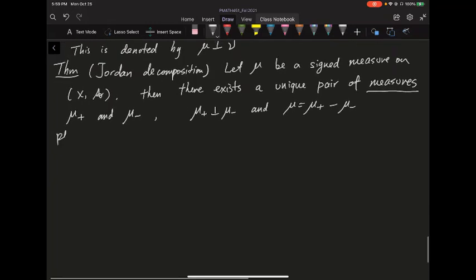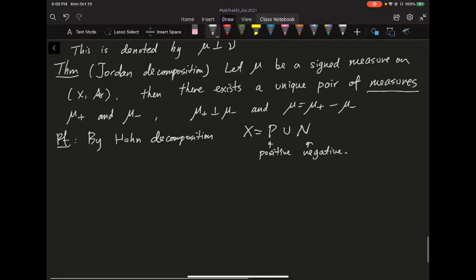All right, so let's prove this fact. This is really a consequence of the Hahn decomposition. So let's apply the Hahn decomposition. I can decompose X as a positive set and a negative set, so X is P union N, where P is the positive set and N is the negative set. Now if I restrict myself to P, I get a positive measure, and if I restrict myself to N, I get a negative measure. So I just take the negative to get a positive measure.